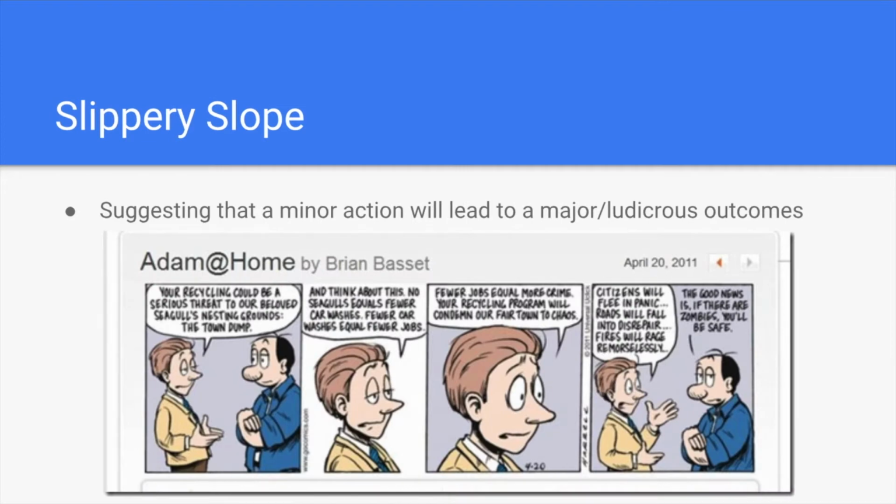Another one is slippery slope, and basically this means suggesting that a minor action will lead to major or ludicrous outcomes. For example, in this cartoon, this guy in the orange suit is basically saying, your recycling could be a serious threat to our beloved seagulls' nesting grounds in the town dump. And think about this, no seagulls equals fewer car washes equals fewer jobs, more crime. Your recycle program will condemn our fair town to chaos, citizens will flee in panic, roads will fall into disrepair, and fires will race remorselessly. And basically it shows that you're starting with one point, and you just keep on going further and further, even though it seems very unlikely this will occur. And that's what a slippery slope is.